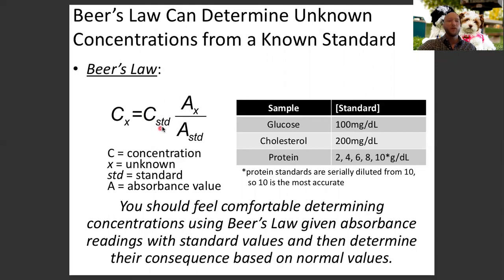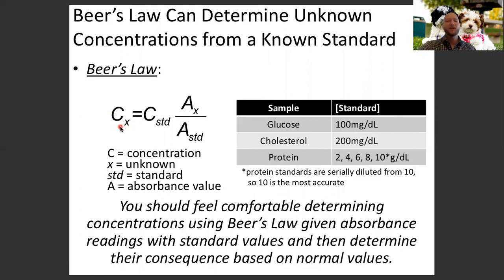During our experiment, we were able to know the concentration of the standard. It was given to us. It's over here on the right. We should be able to know the absorbance of the unknown. We use the spectrophotometer to get the absorbance of the unknown. We should be able to figure out the absorbance of the standard because we put the standard in the spectrophotometer. So we have 3 of these 4 variables. The only variable we don't have is the concentration of our unknown. Well, we can do some math and we can figure that out. You should be comfortable using Beer's law.